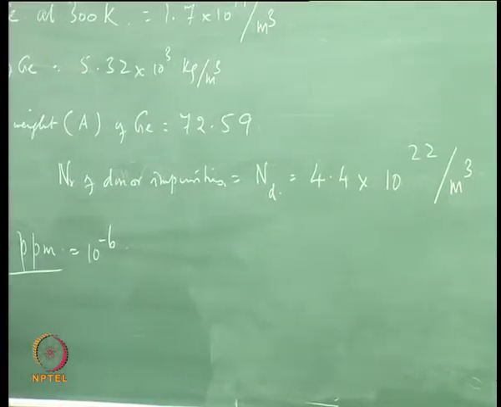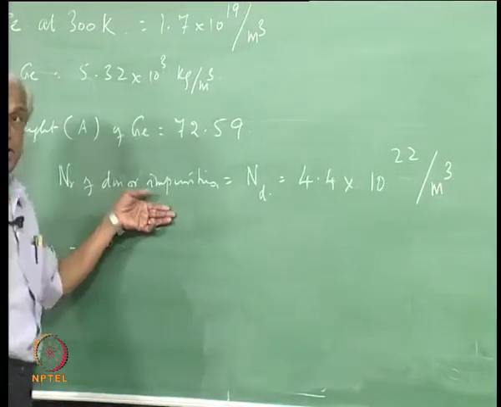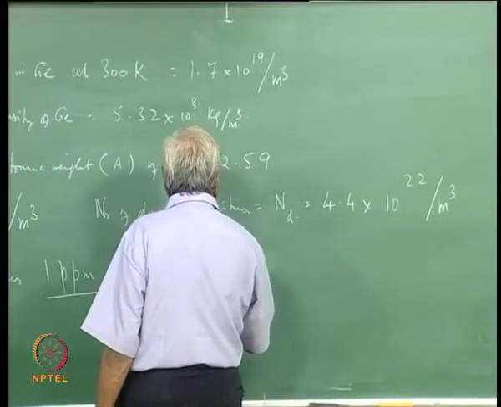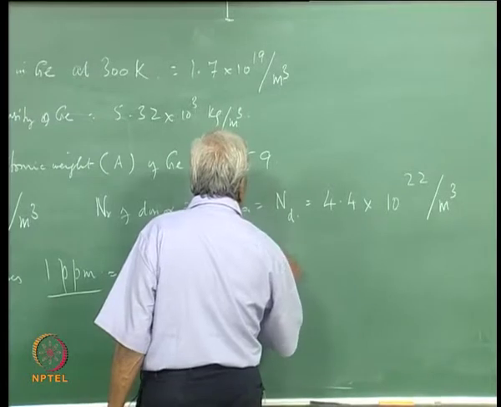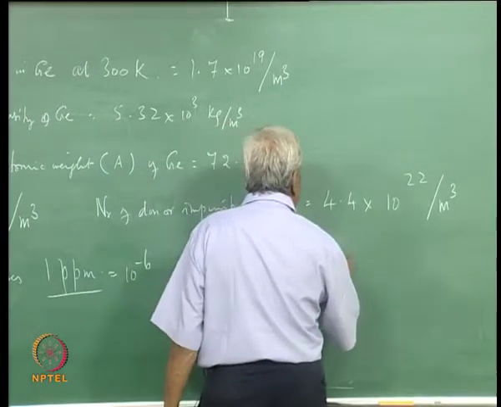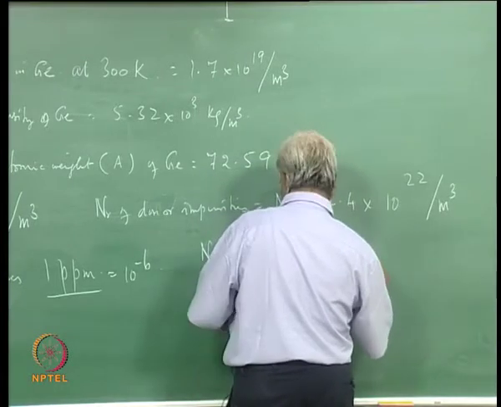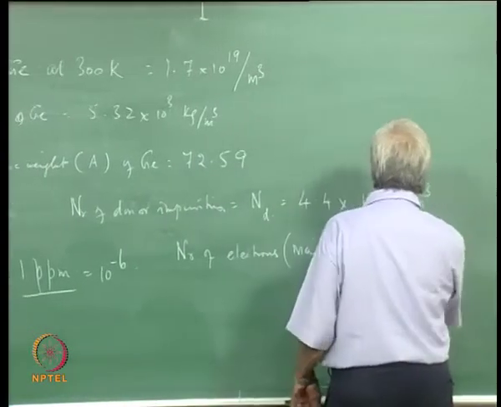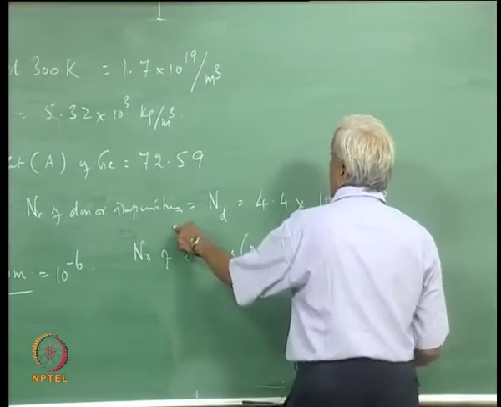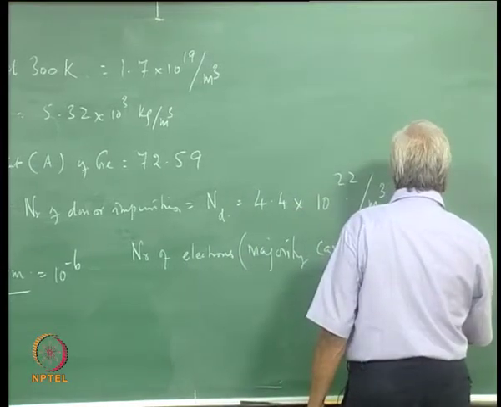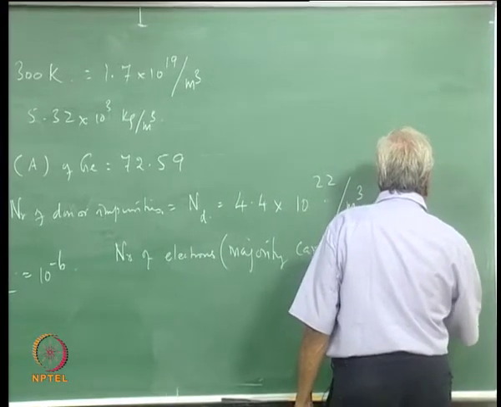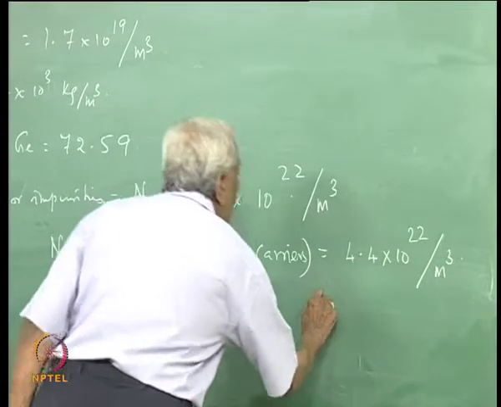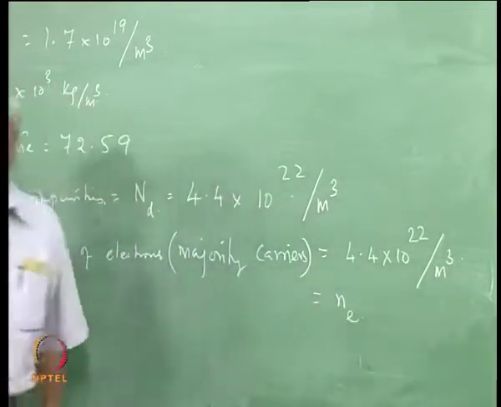We assume that all of them are ionized, all the impurity atoms are ionized. So, the number of electrons donated, which are the majority carriers, is the same number. Each impurity atom donates an electron. So, that is what we usually call N with a subscript E.